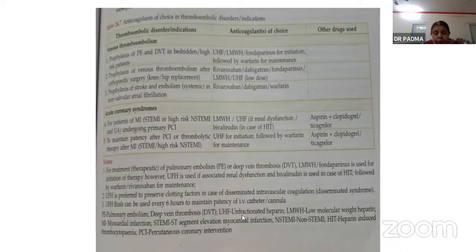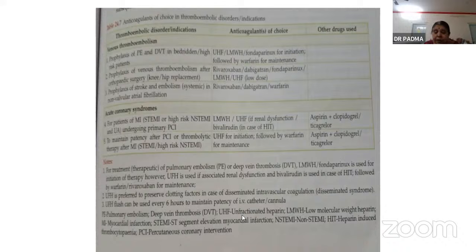See, whenever we want to start oral anticoagulants, especially warfarin, we initiate warfarin but continue heparin, either low molecular weight or unfractionated, for about 3 to 4 days. Then withdraw these injectables and further continue warfarin. Why is it so? What is the rationale behind it?